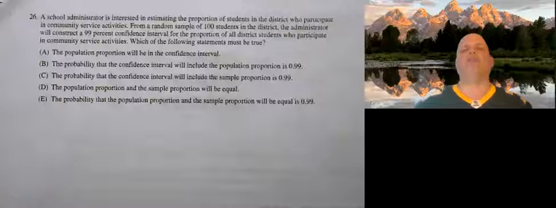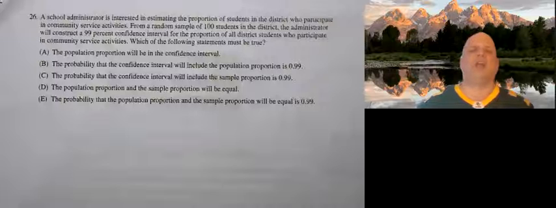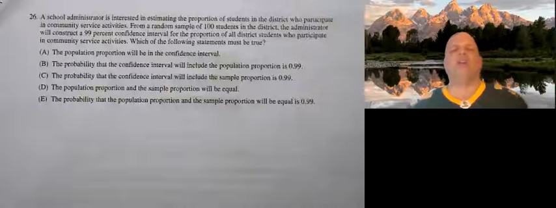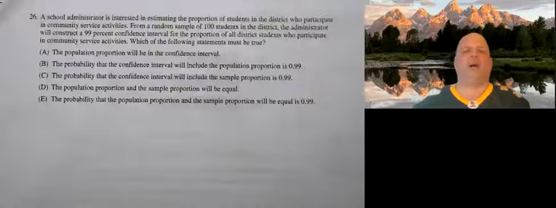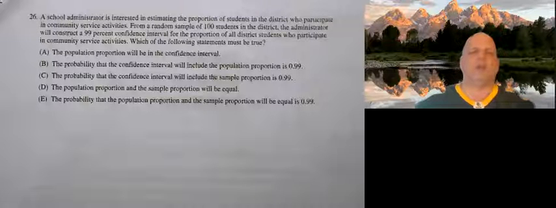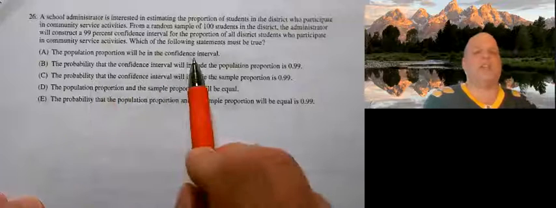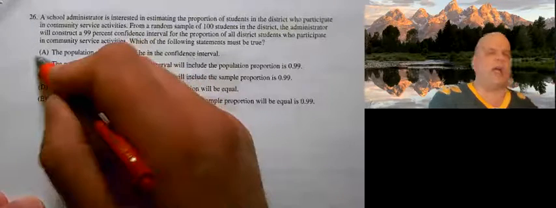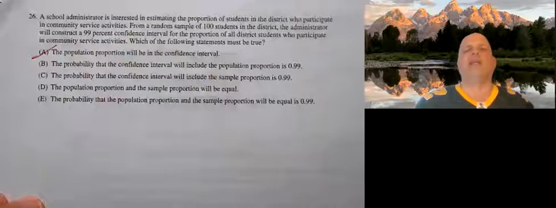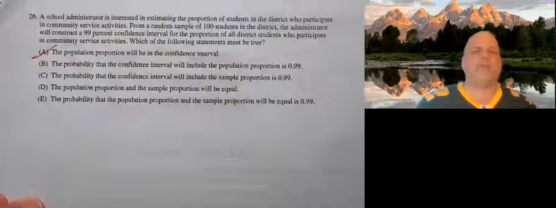Or if we did this over and over and over again, 99% of the time we capture it. It also means we are 99% confident that we captured the true population proportion. So the proportion will be in the confidence interval. That would be nice, but we're not 100% sure of that. We're 99% confident that it'll be in there, but we're not 100%.